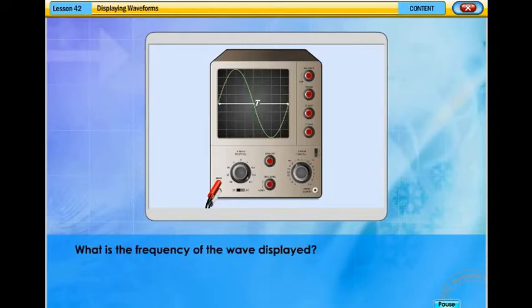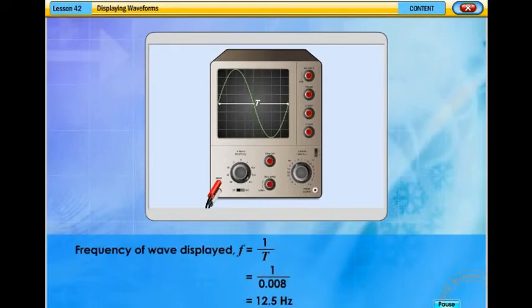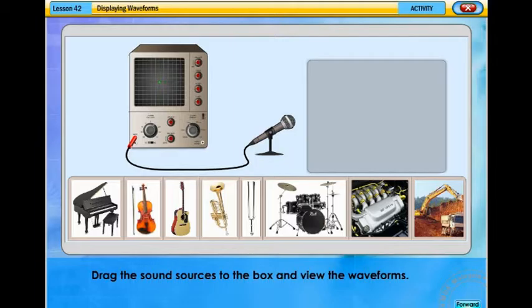What is the frequency of the wave displayed? Frequency is the reciprocal of period. Thus, the frequency of the wave displayed is 12.5 Hz. Drag the sound sources to the box and view the waveforms.